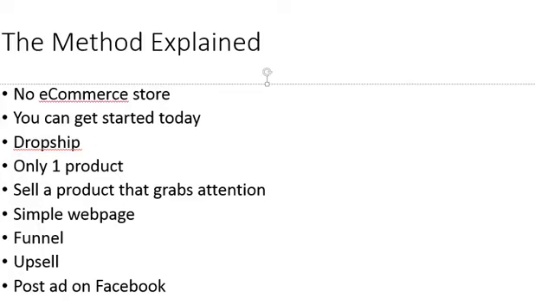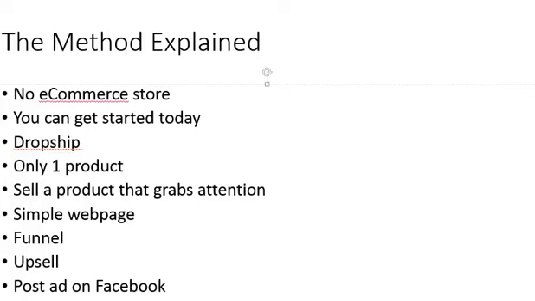Okay, and in this method that I'm going to be talking about, we're only going to be selling one product. We're just going to be focusing on one product to sell. You don't have to worry about storing a whole bunch of other types of products. And the type of product that we're going to be selling is something that's unique and grabs attention. We're going to set up a simple web page, and we're actually going to create a funnel. So when people buy that product, afterwards they're going to be presented with an upsell for a similar product or something that complements that product.